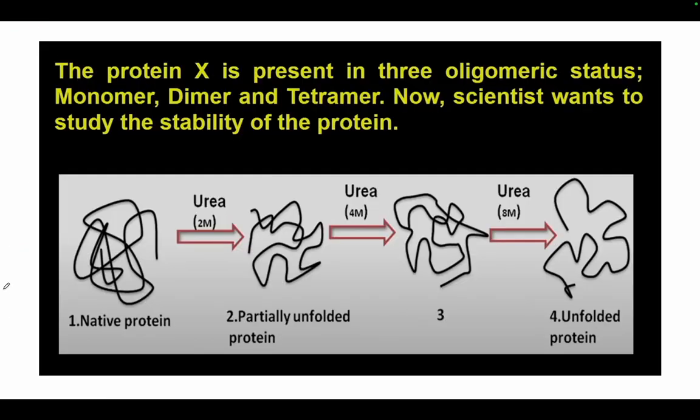Now say protein X is present in 3 oligomeric states. Okay, monomer, dimer, and tetramer. Scientists want to study the stability of the protein. So here what they've suggested is using a urea gradient to study what concentration of urea is required to denature the protein.